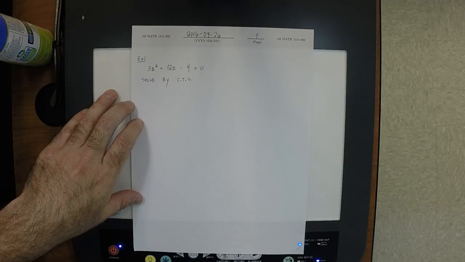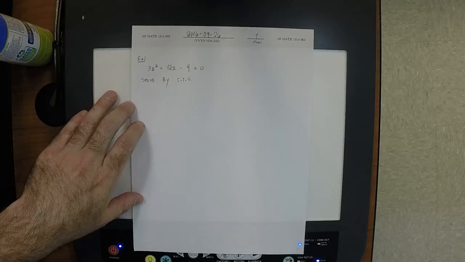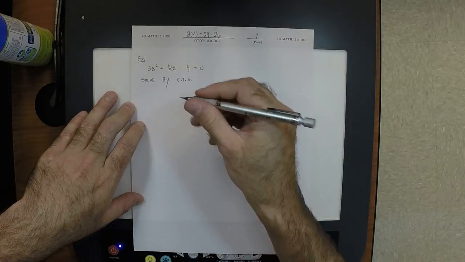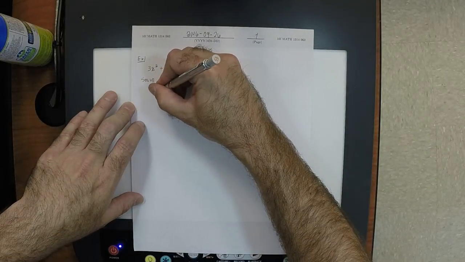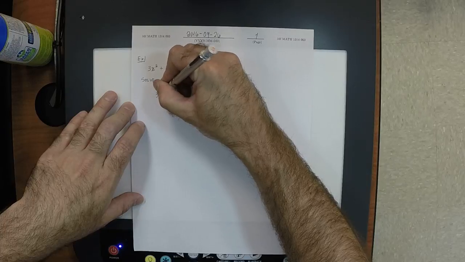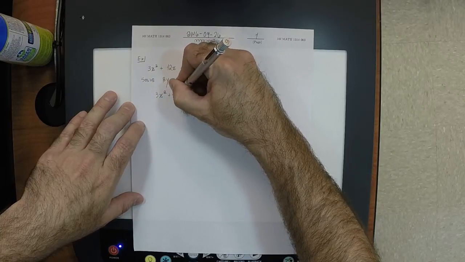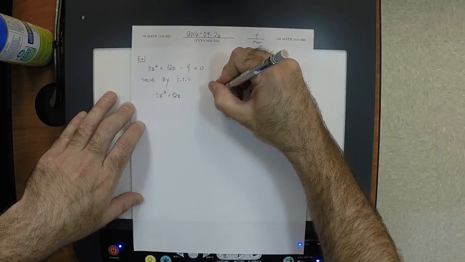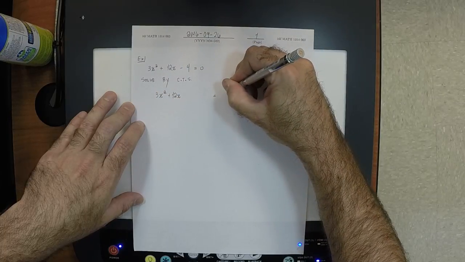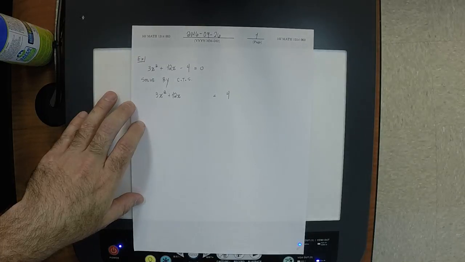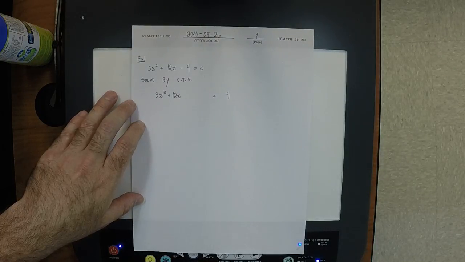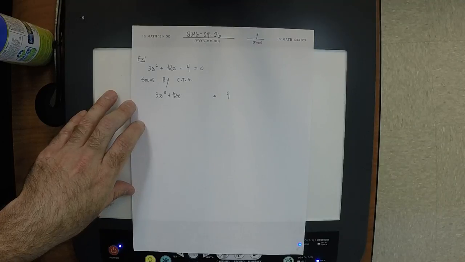Because this is an equation, you can do it as follows. In the first place, I'm going to separate out those terms with x and those without. So I've separated those with x and those without. And all of the times that we completed the square, the quadratic in question was monic. What if it isn't in this case? So what do we do?